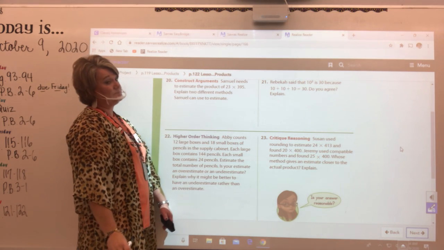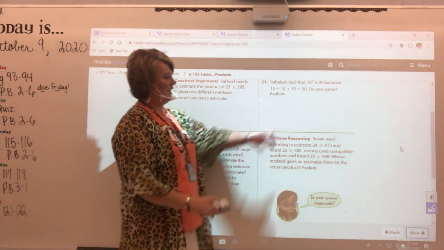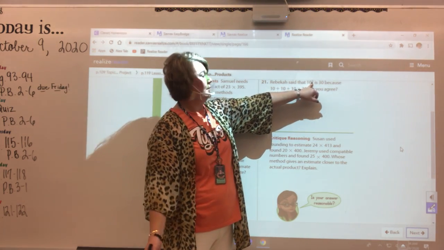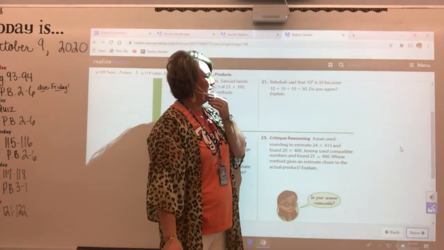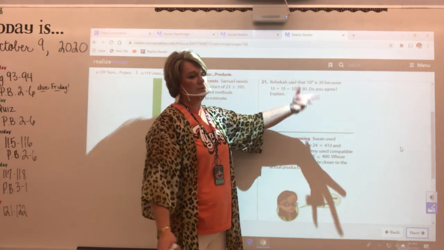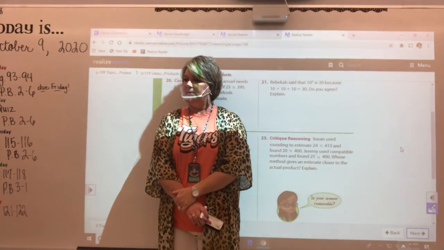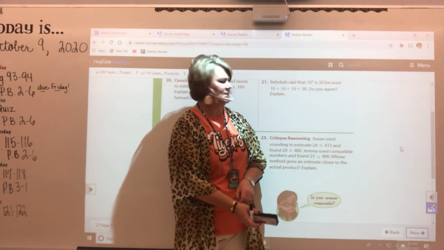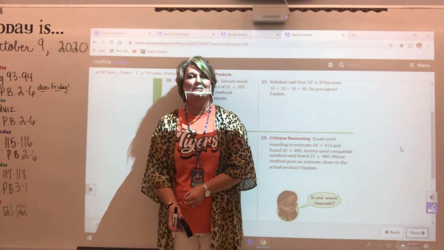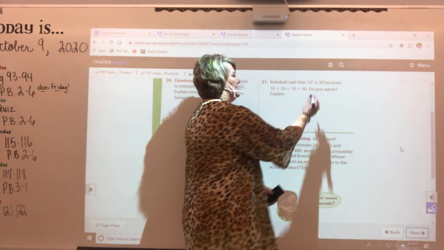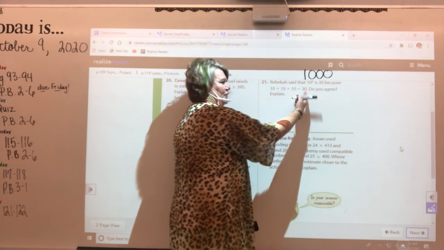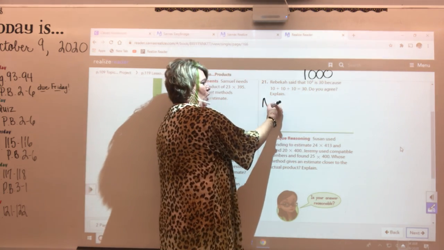Number 21. I didn't remember. I kind of rolled this up too high, but that's 10 to the third power. You can see that on your paper too. Okay, I don't want to roll it down. Rebecca said 10 to the third power is 30 because 10 plus 10 plus 10 is 30. Do you agree? Somebody tell me. What? No. Why? Because 10 to the third power is 1 with 3 zeros. He's exactly right, isn't he? 10 to the third power is a 1 with 3 zeros, not 30. So do you agree? No.